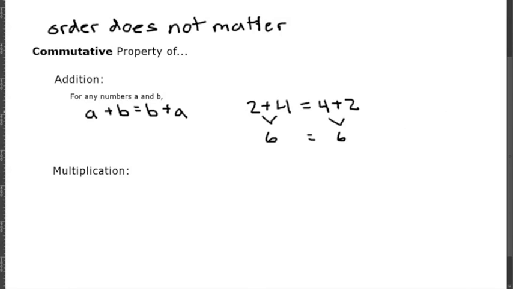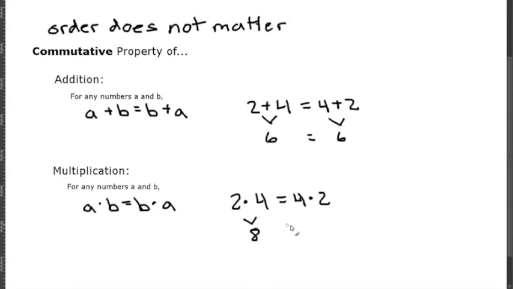Now let's look at multiplication. So the commutative property of multiplication states that for any numbers a and b, a × b = b × a. Let's look at 2 and 4 again. 2 × 4 = 4 × 2. That is what this property states. So 2 × 4 we know is 8, and 4 × 2 we also know is 8. So the commutative property of multiplication, the order of the factors, which are the 2 and 4, does not change the product, which was 8.